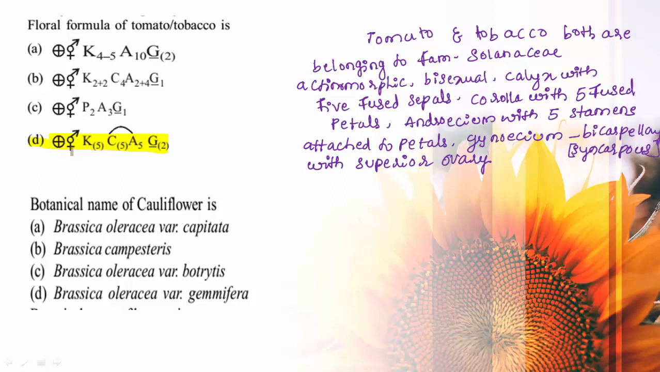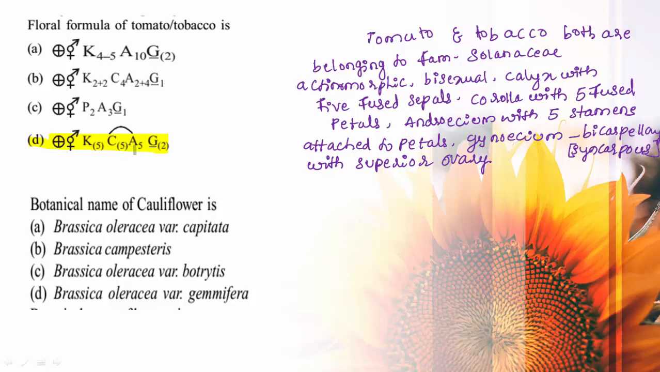The flower is bisexual because the 0 with plus is female, with arrow is male. Both of them are mentioned. Therefore, it is bisexual. K for calyx. At the base of the K, the number 5 is given. That 5 is for the number of sepals. But 5 is given in the bracket. They are in the fused condition. Gamosepalous. C for corolla. Again 5 in the bracket. The corolla contains 5 petals which are in the fused condition.